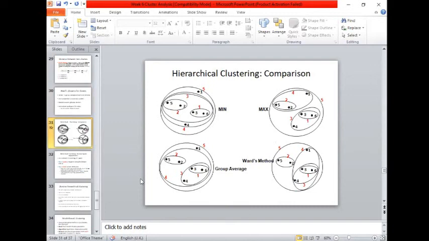Look at the hierarchical clustering comparison between the minimum, the maximum, Ward's method, and the group average. There are differences when it comes to the clustering. In the minimum link, this is the merging of the similarities of the objects. In the maximum, some tend to split. In the group average, clusters partly merge and partly split. And in Ward's method, most objects are combined, and only a few are split because of the larger groups.